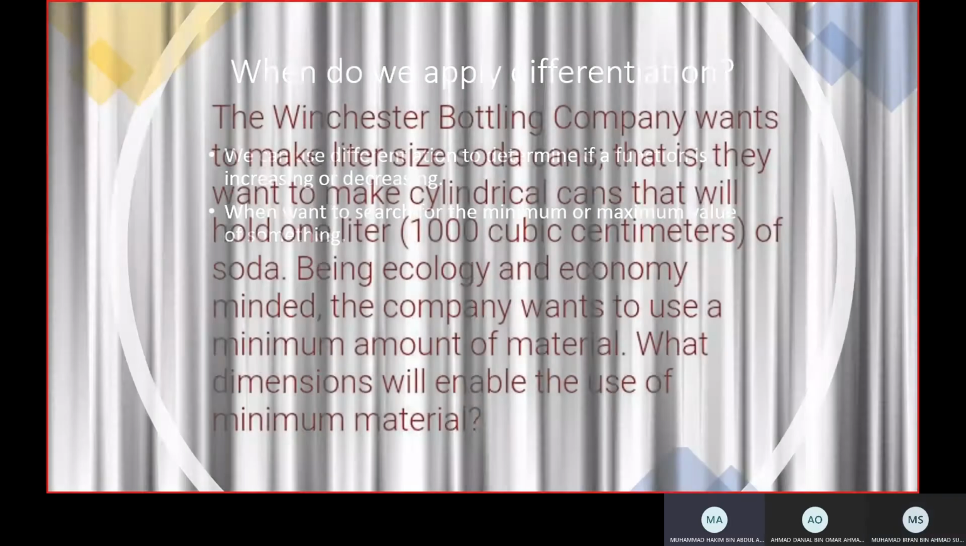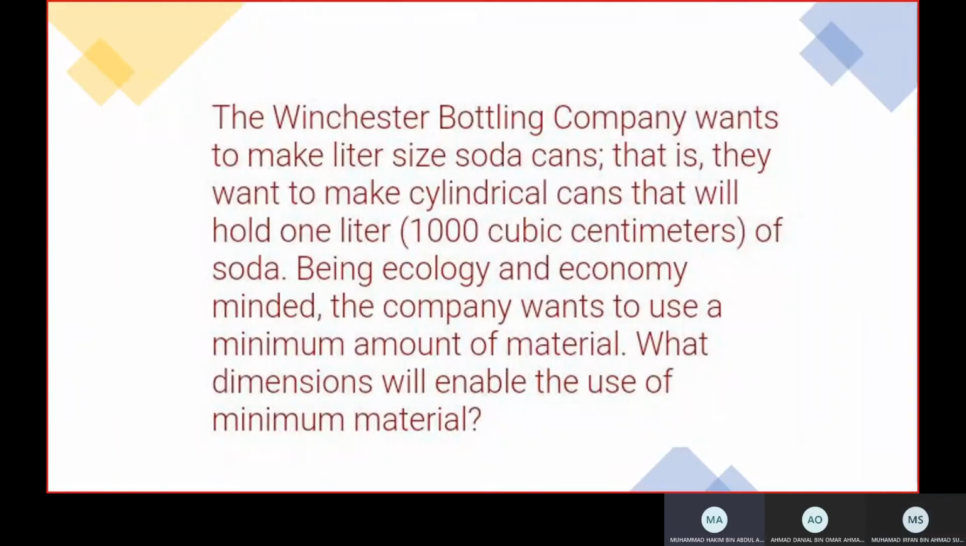Thank you so much, Irfan, for your explanation. Now we will move on to the question. The question is: the Winchester Bottling Company wants to make liter-sized soda cans. They want to make cylindrical cans that will hold 1 liter, 1,000 cubic centimeters of soda. Being ecology and economy minded, the company wants to use a minimum amount of material. What dimension will enable the use of minimum material?